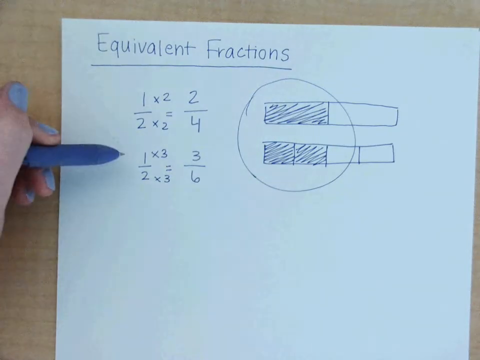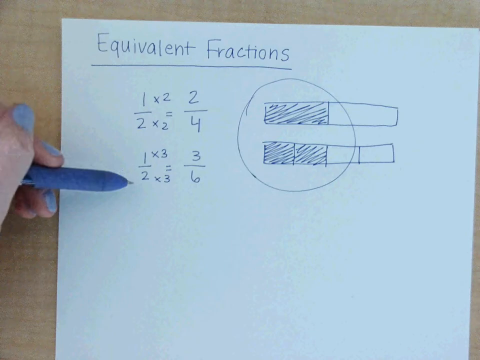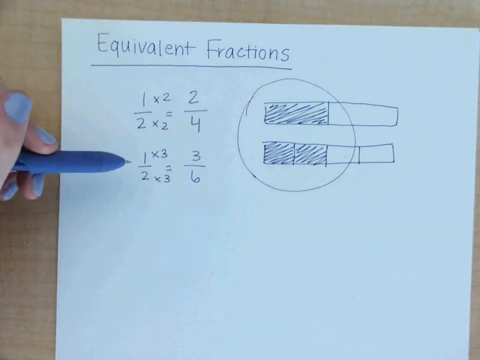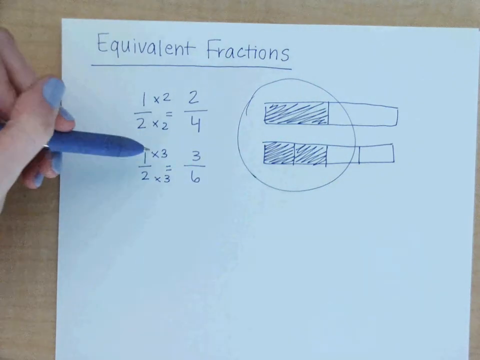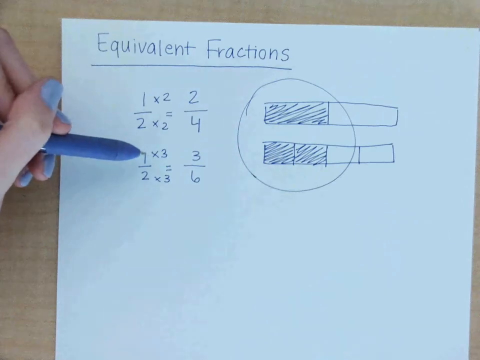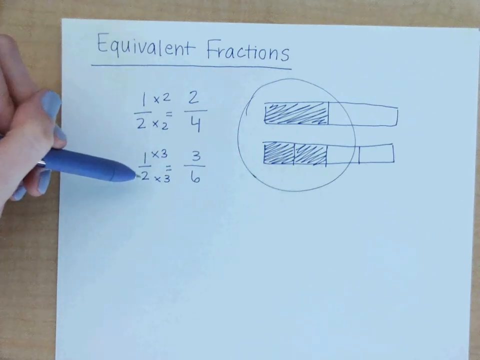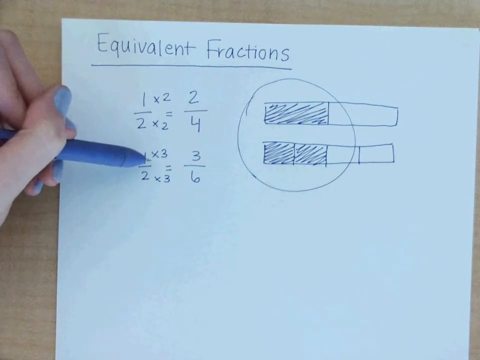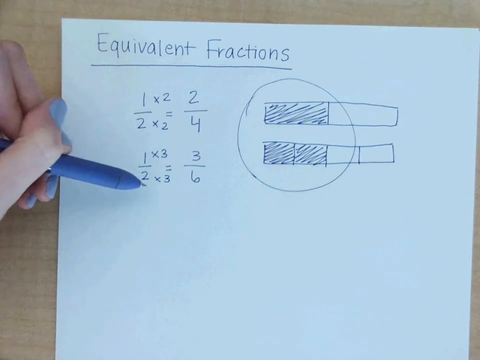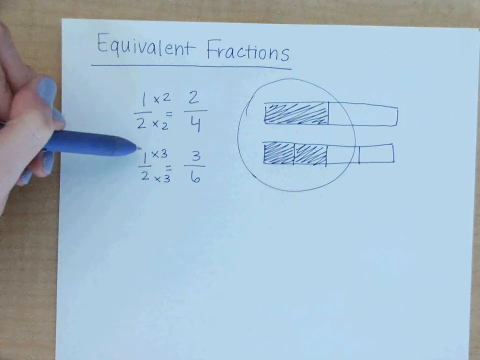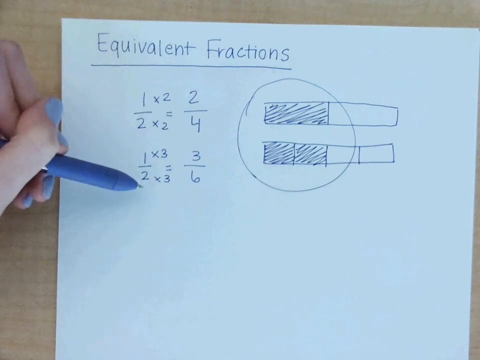So we saw one method we can use to find equivalent fractions: multiplying by whatever number. But what's the key that you have to remember? You multiply the numerator and denominator by the same number. You can't do 1 times 3 and 2 times 4. They have to be the same.